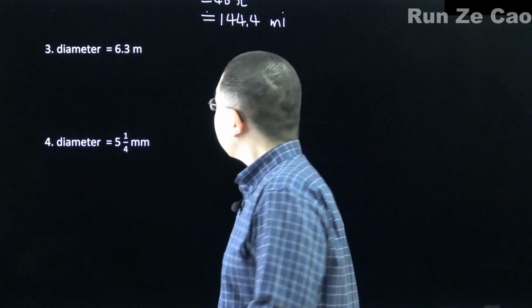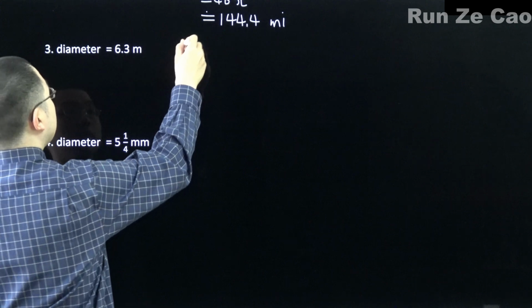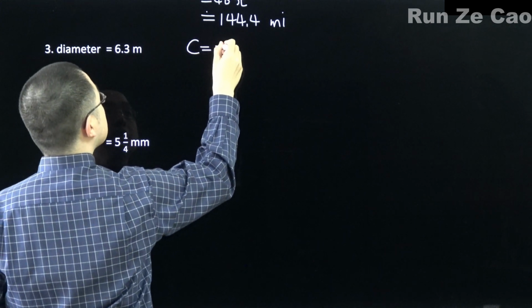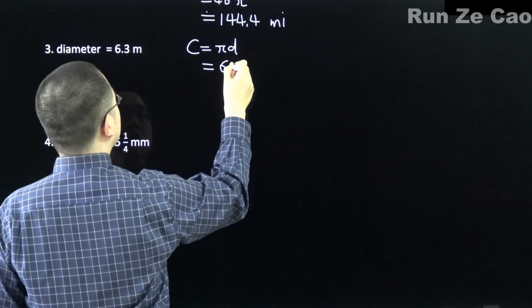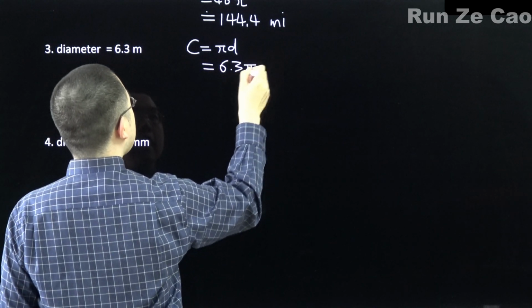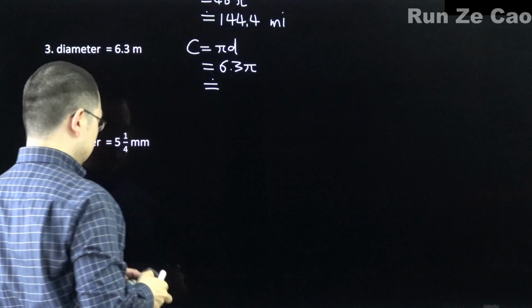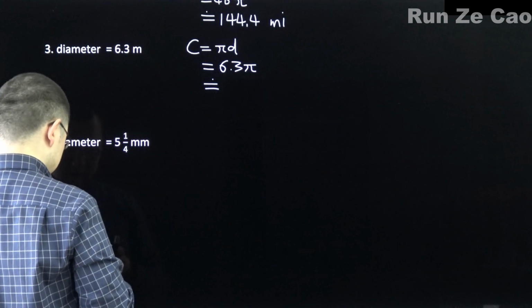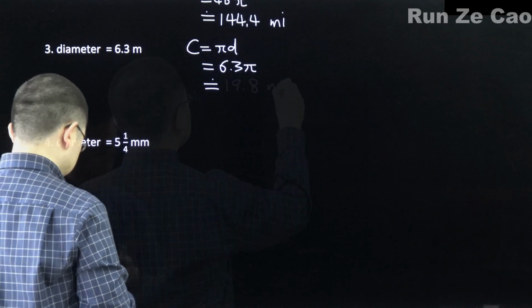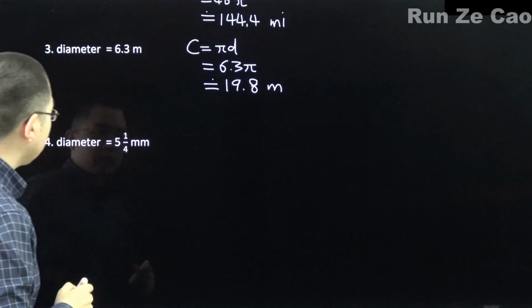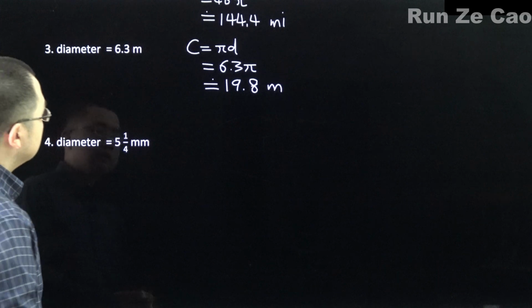So, diameter equals 6.3 meters. Well, we know that circumference is equal to pi d. Therefore, 6.3 pi, or approximately 6.3 times 3.14 meters. So 19.8 meters approximately.